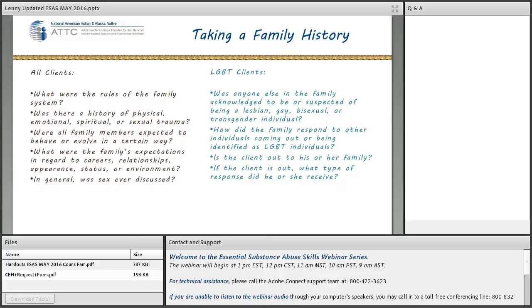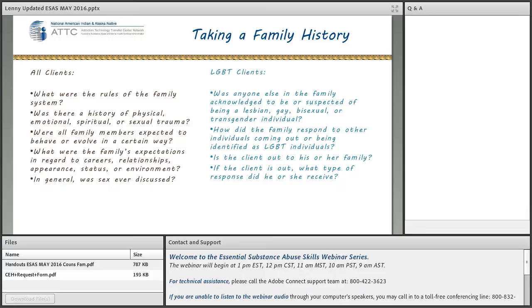So, you know, some of the questions that you can ask the individual is, what were the rules of the family system? Was there a history of physical, emotional, spiritual, or sexual trauma? Were all family members expected to behave or evolve in a certain way? What were the family expectations in regards to careers, relationships, appearance, status, or environment? In general, was sex ever discussed?